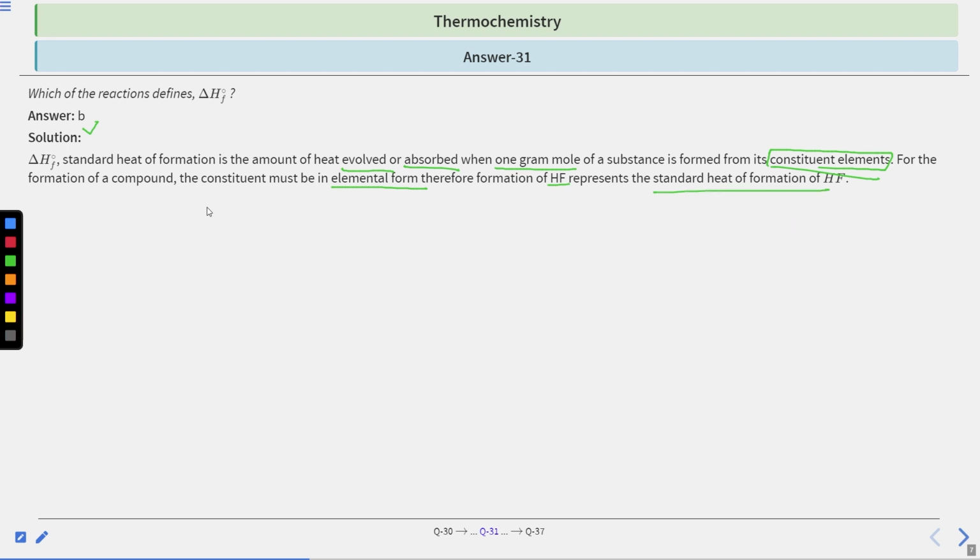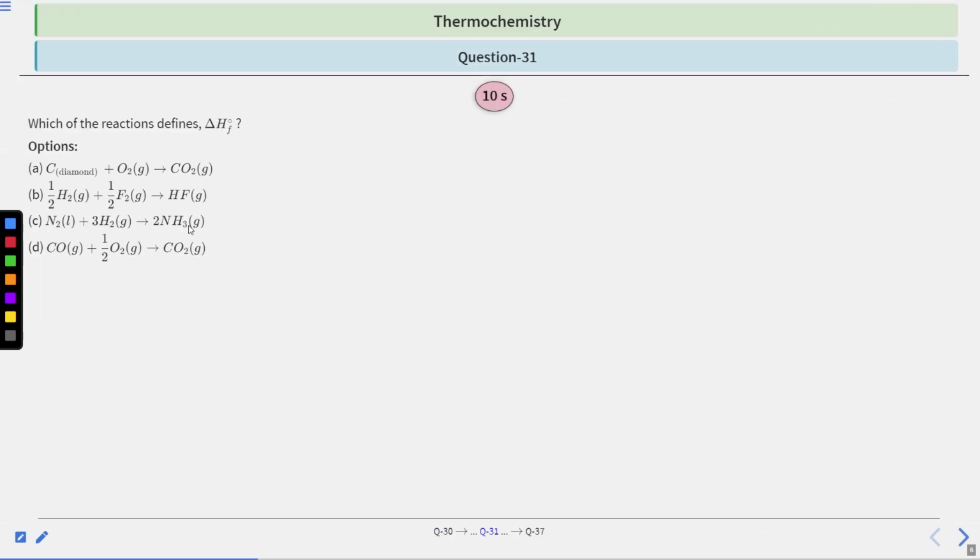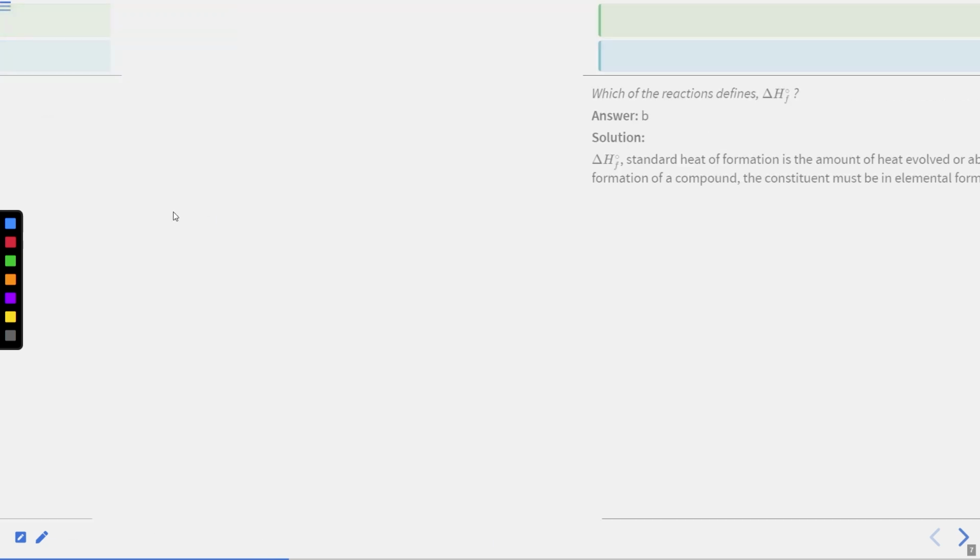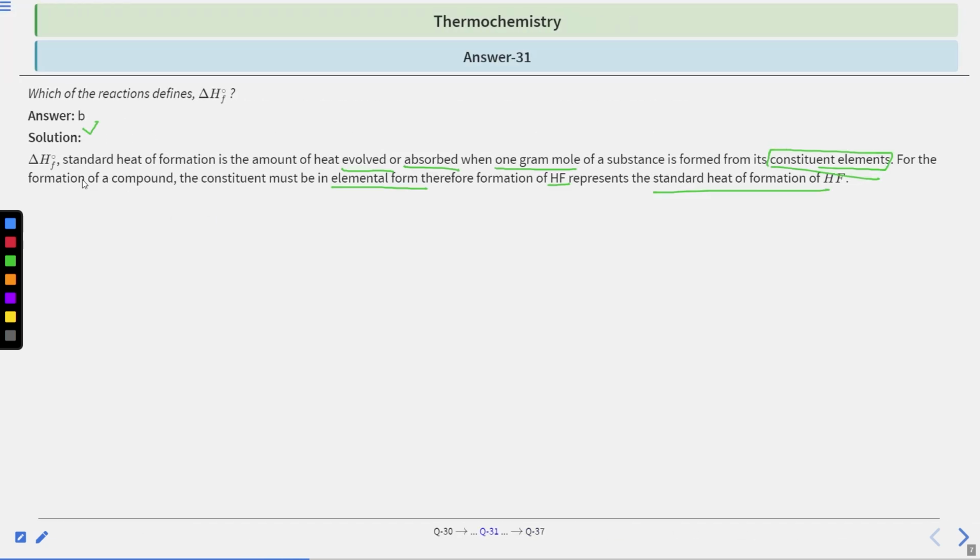In the reaction, you can see that half a molecule of H2, which you can think of as an H atom, and half a molecule of F2, which you can think of as an F atom, give you the HF molecule, which is also 1 mole. The definition of standard heat of formation is the amount of heat evolved or absorbed when 1 gram mole, that is, 1 mole of a substance is formed from its constituent elements, and the constituents must also be in elemental form, which is the case in option B. Hence, option B is the correct answer.